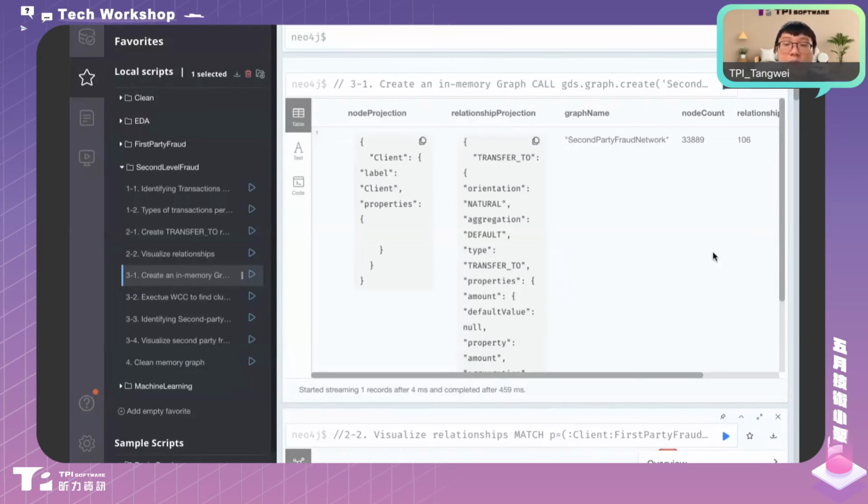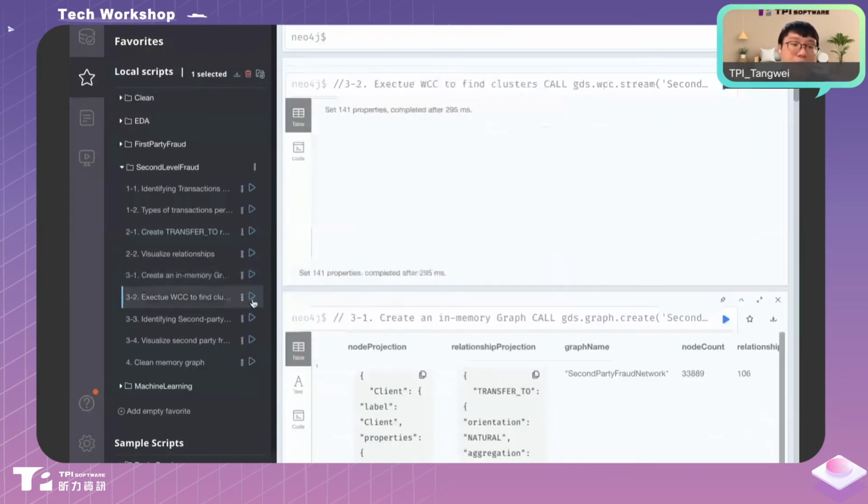So we will see if there are any clusters with more than one client in length, and if there are, then we should add a tag, the second party fraud group, to find them later using local queries. So here we create an in-memory graph, and then we execute the WCC algorithm.